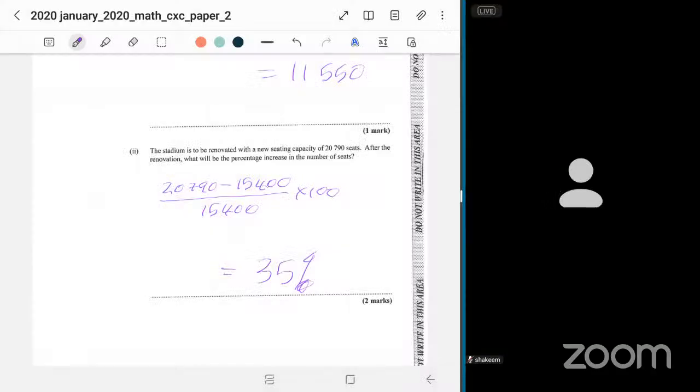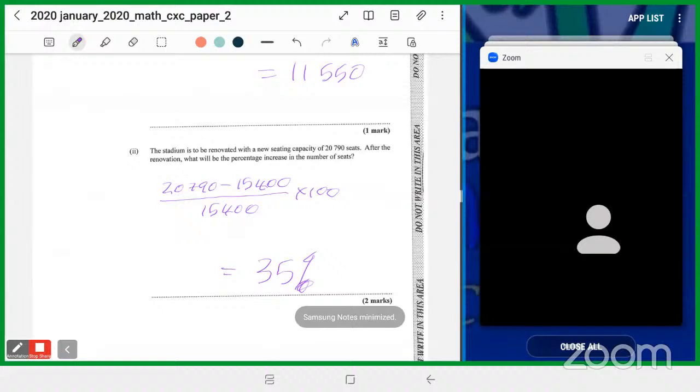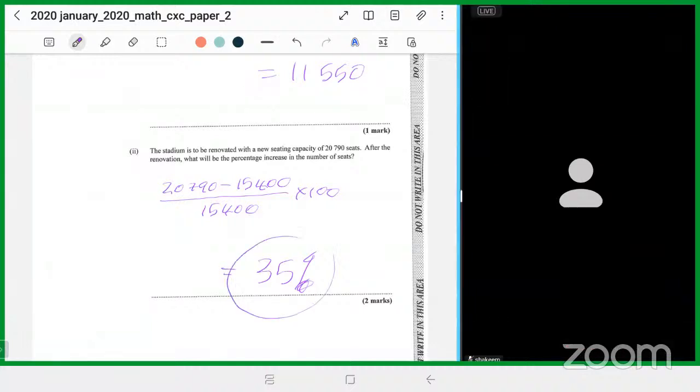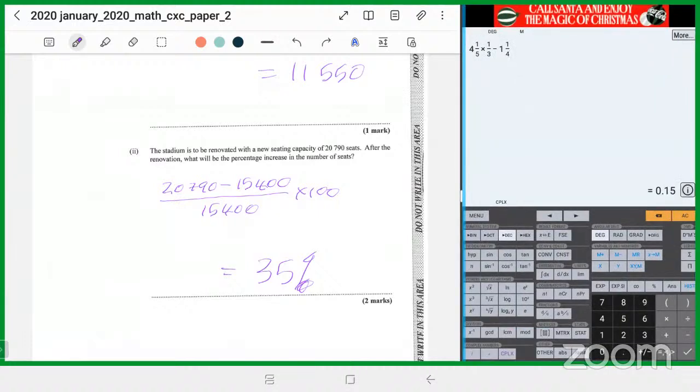Okay, it's lost connection a bit. Can I see it now again? Yes. All right. So it's 35%. All right. So the calculation just came off the screen. Let me just write it back. What happened?